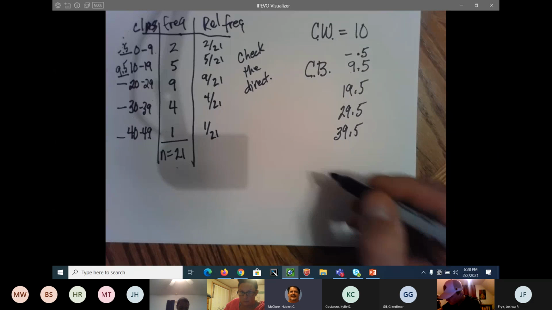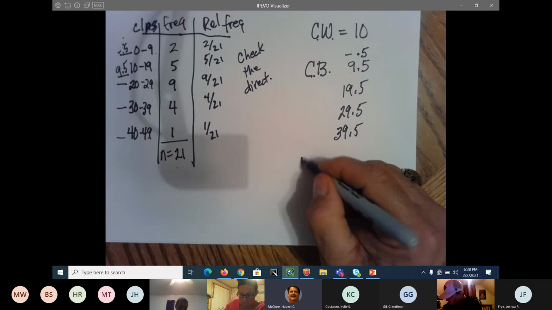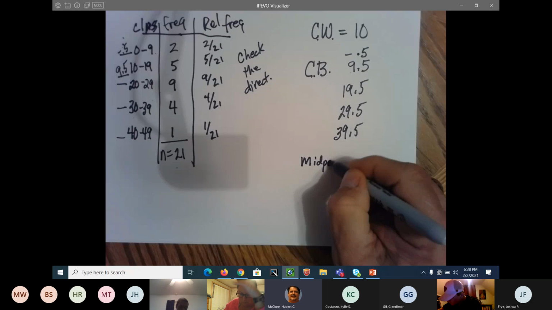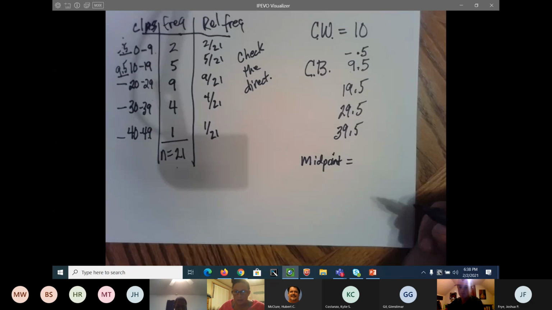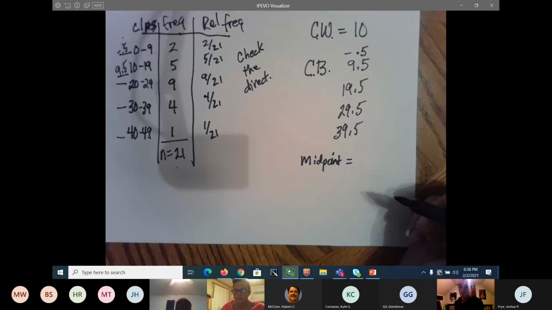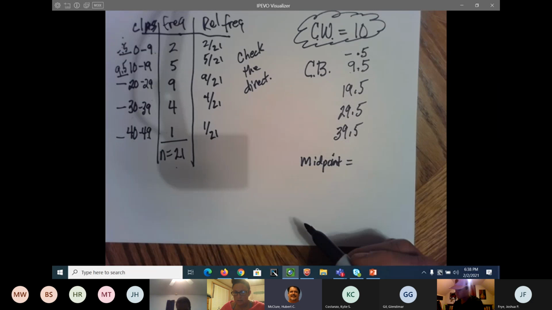Class width, midpoints. Let's do the first one. This is where I'm getting lost. It's not necessarily that I'm lost, but I'm getting really confused because you take the class boundary, it's 9.5, and you add 10, which is the class width, to every lower limit, whatever you call it. That's why we do the class width first, because you add it to everything. So you add it to 0, 10, 20, 30, and 40.